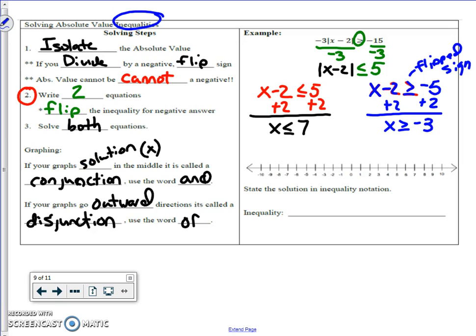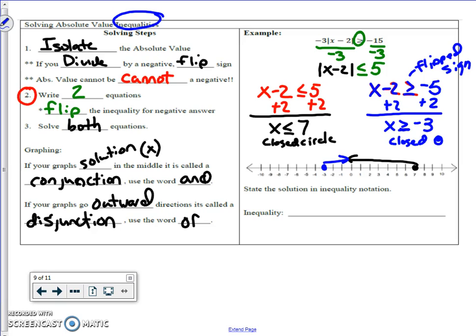Let's go ahead and graph these. I see that this is going to be a closed circle. This is going to start at 7, and it's going to go to the left because I'm looking for values less than 7. To graph this one, x is greater than or equal to -3, this is a closed circle as well because of the underline. I'm going to start that closed circle at x equals -3, and I'm going to have my arrow go to the right.